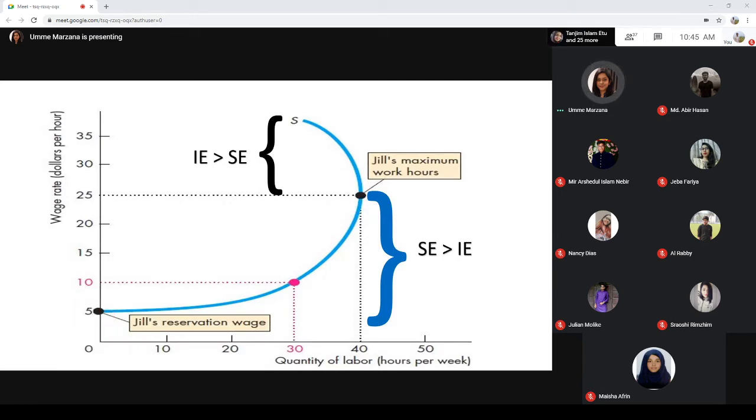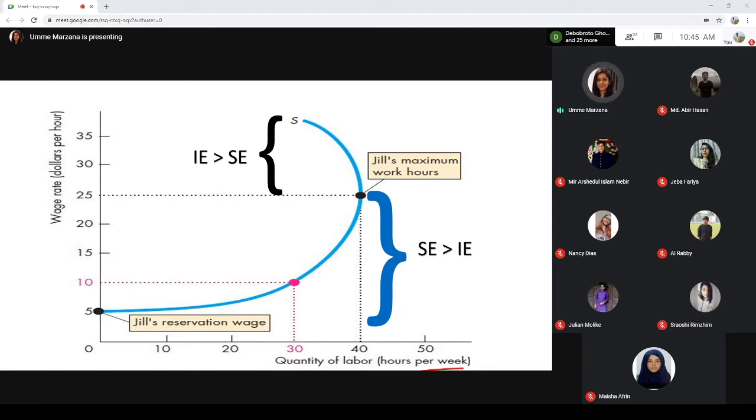Can you hear me? Yes, ma'am. Okay. So let's look at what happens as wage increases. On the vertical axis, we have the wage rate. That is usually the price of the good or service on the vertical axis. Here labor is the good, and its price, the wage, is on the vertical axis. And on the horizontal axis, you have the quantity of labor. That is the number of hours that an individual is supplying in the market. Here it is shown per week.